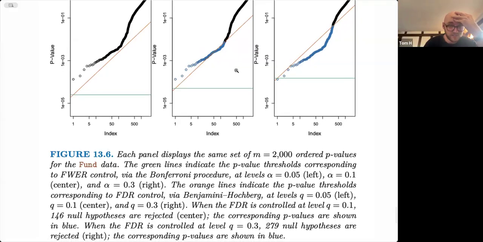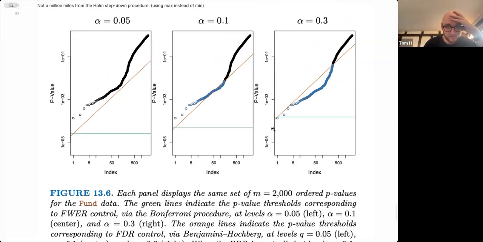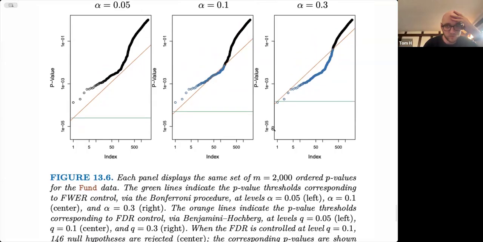So again, in the middle, you've got a 10% false discovery rate. So 10% of these are likely to be type 1 errors. And on the right, you've got a 30% false discovery rate. So 30% of these are likely to be false discoveries, likely to be type 1 errors.